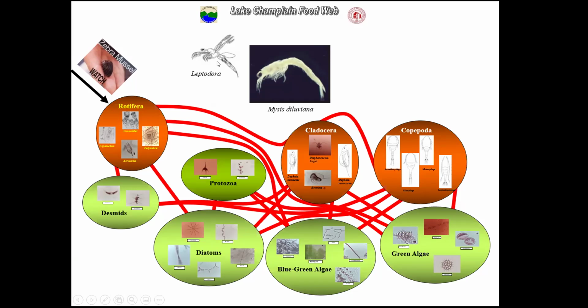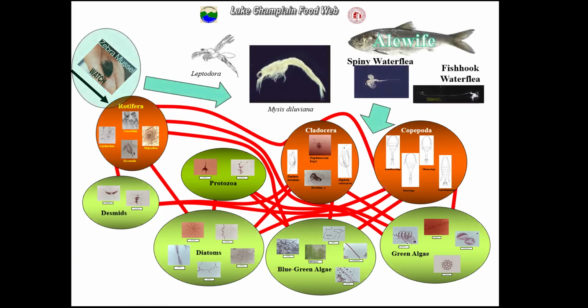Leptodora is another one that's native in the lake. We have all these invaders that have come in and had various effects from top down or bottom up on the food web, including alewife, which we haven't really discussed a lot here today, but spiny waterflea, fishhook waterflea, and zebra mussels affecting different parts of the food web.